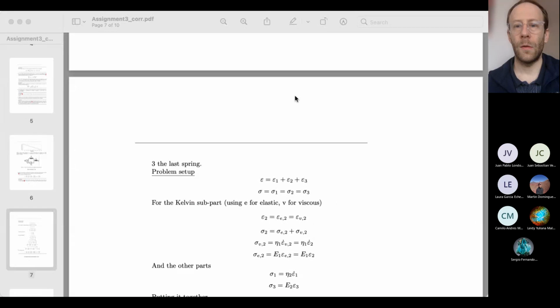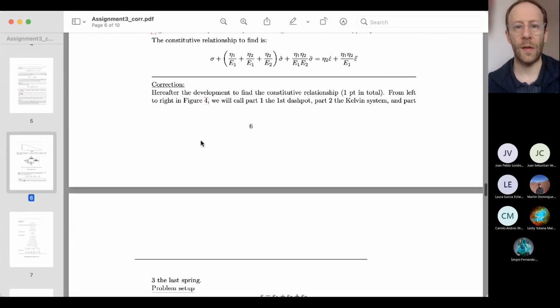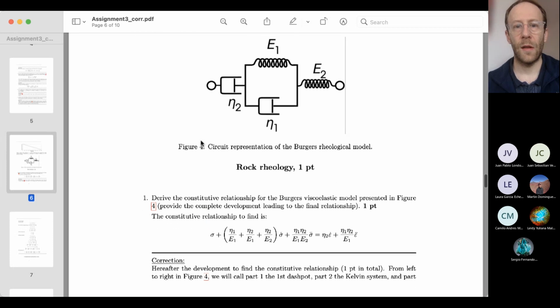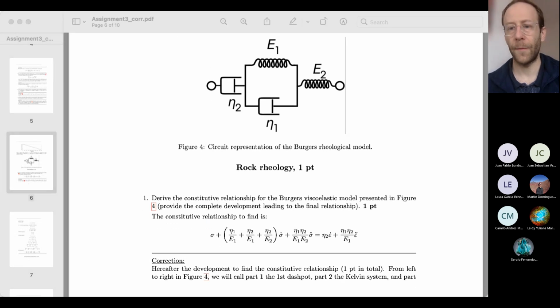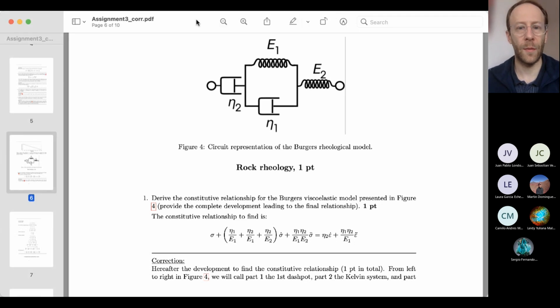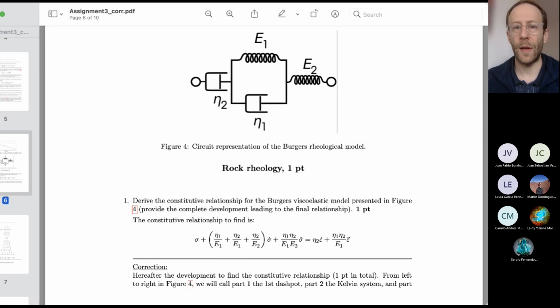So here I have this model, which is the Burgers model. I think there are different flavors of this Burgers model, but this one has two dashpots like this, here and here, and two springs, one here and one here.